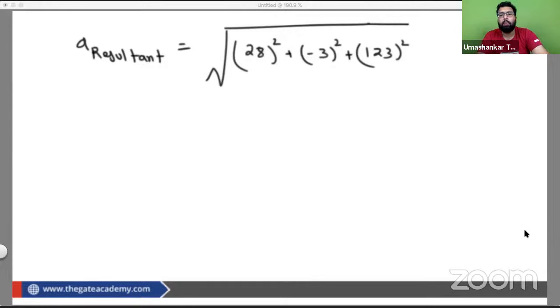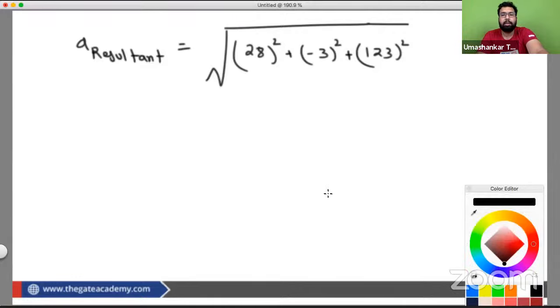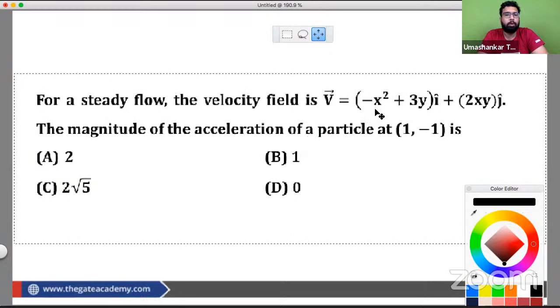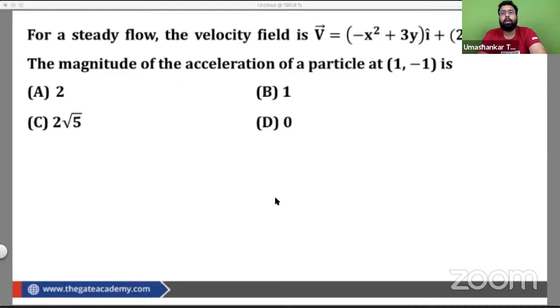Let's do one GATE question now. A lot of questions like this you will find in the previous year GATE questions, and I am hoping that in the upcoming years you will also get these kinds of questions again and again. These are very important concepts of fluid mechanics, very important for both mechanical and civil engineering students. This is a GATE PYQ. Let's solve it. Please go ahead.